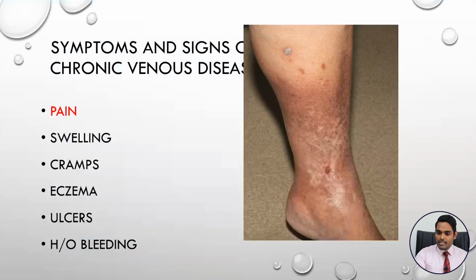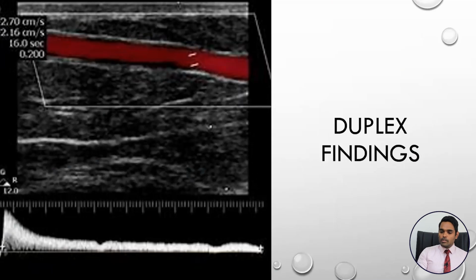Okay, right. So this is a duplex finding of a varicose vein causing reflux. You can see in this, once you make a compression to the vein, there is a reverse flow in the vein, which ideally should not be there. In a normal vein, if you put a calf compression, the backward flow should stop because of the valves. Since the valves are not working, the backward flow continues. This is what we call reflux.